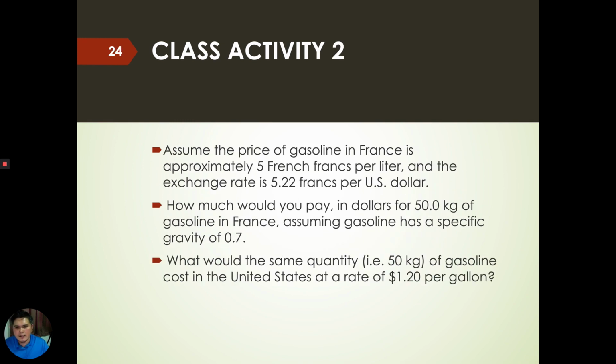The second one is, assuming the price of gasoline in France is approximately 5 francs per liter, and the exchange rate is 5.22 francs per US dollar, how much would you pay in dollars for 50 kilograms of gasoline in France, assuming gasoline has a specific gravity of 0.7? What would the same quantity of gasoline cost in the United States at a rate of $1.2 per gallon? You may want to use the unit and dimension calculations that you have learned before to solve this question.